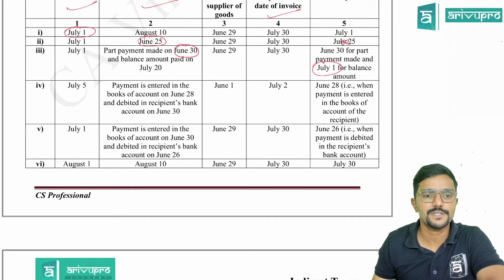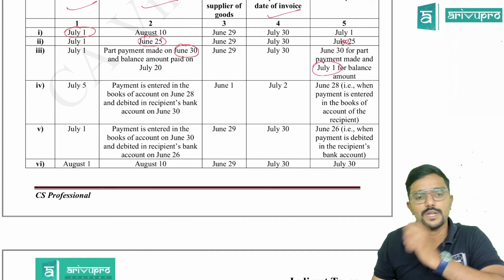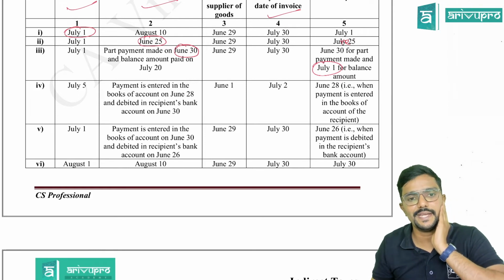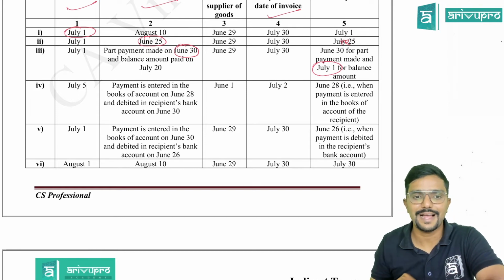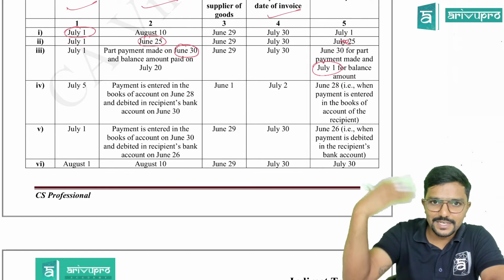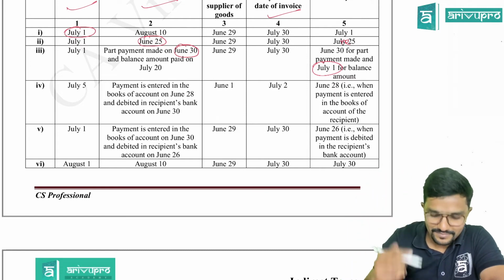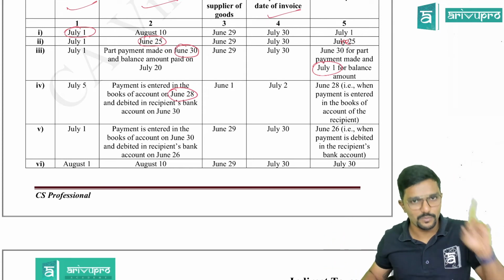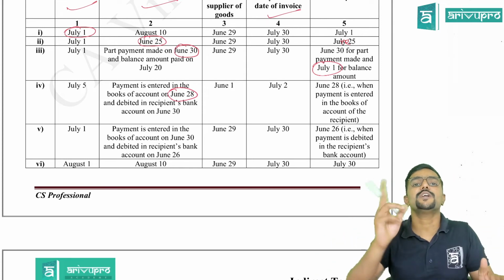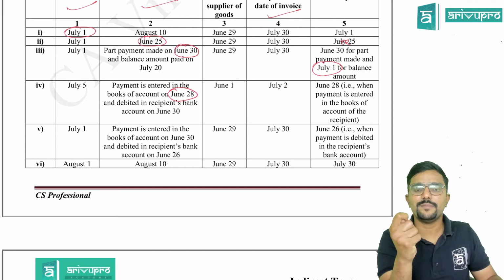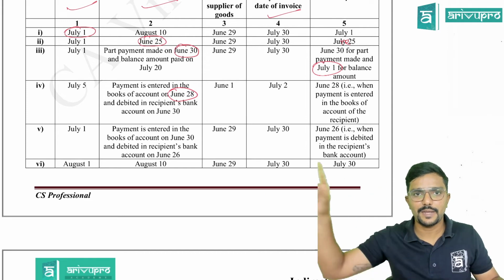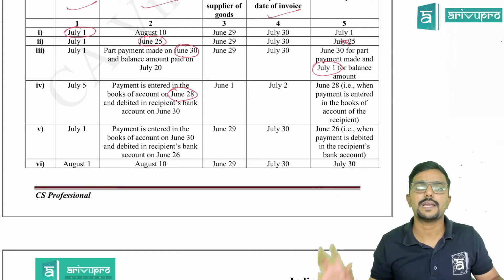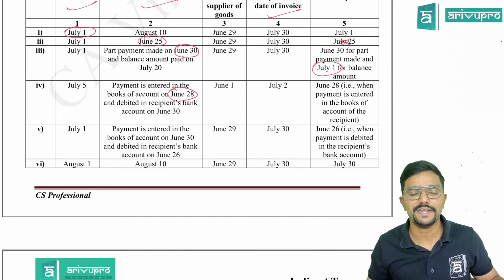Next, 4th transaction. Date of receipt of goods is July 5th. Then payment is entered in the books of accounts on June 28th and debited in the recipient's bank account on June 30th. So what is the date of payment? Earlier of these 2. So which is earlier? June 28. There are no 2 payment dates here, only 1 payment date, but there are 2 events. So the date of payment for the recipient is the date of debit in the bank account or the date on which the payment is entered in the books, whichever is earlier. In this case, it is June 28th.